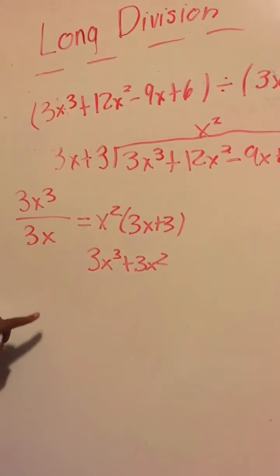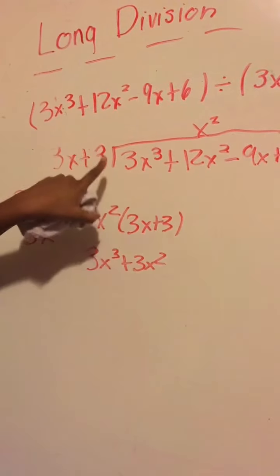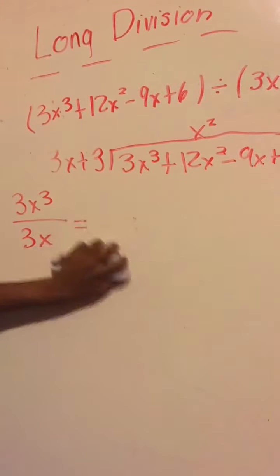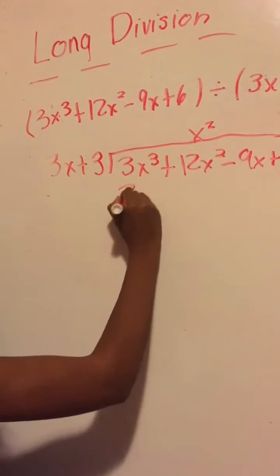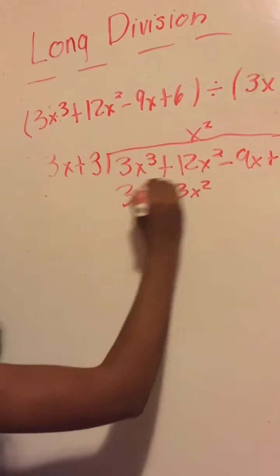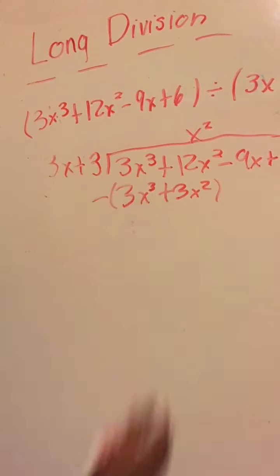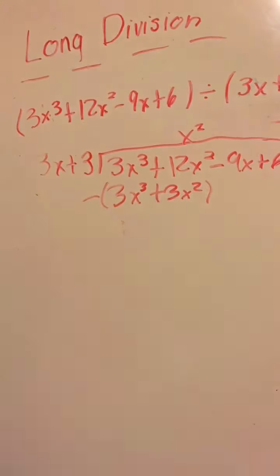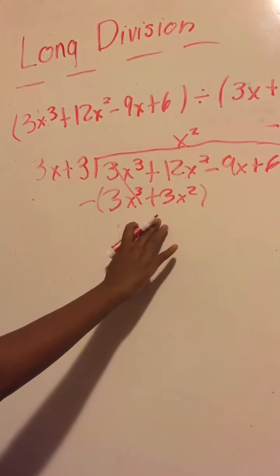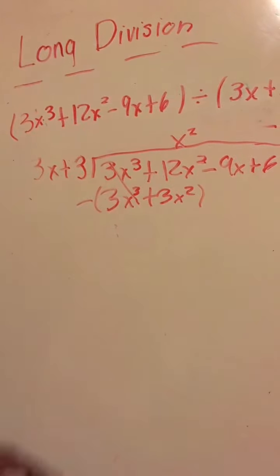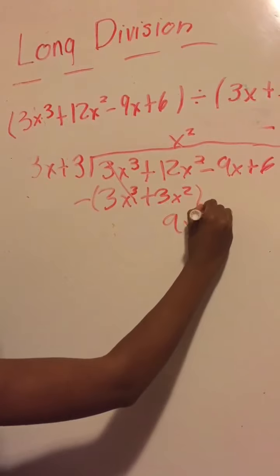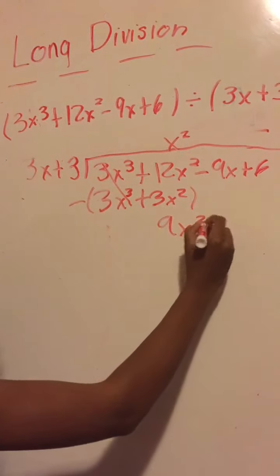After you do that, you take your 3x cubed plus 3x squared and put it under the 3x cubed plus 12x squared. So 3x cubed plus 3x squared, and you want to subtract it so that these two cancel out. So those cancel out. Negative times a positive is a negative. So 12x squared minus 3x squared is 9x squared. And bring down your minus 9x.